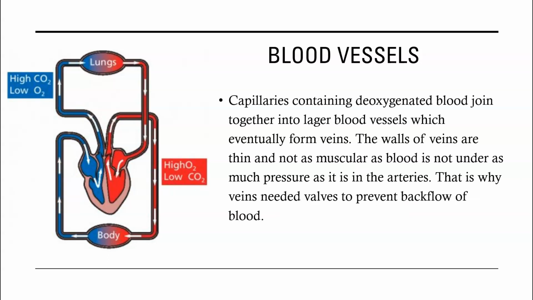So again, we're still on blood vessels. Capillaries containing deoxygenated blood join together into larger blood vessels which eventually form veins. The walls of veins are thin and not as muscular as arteries, as blood is not under as much pressure as it is in the arteries. So the walls of the veins are thinner and less muscular because they're not under the same pressure. So the blood in veins is under less pressure than the blood in the arteries, okay?